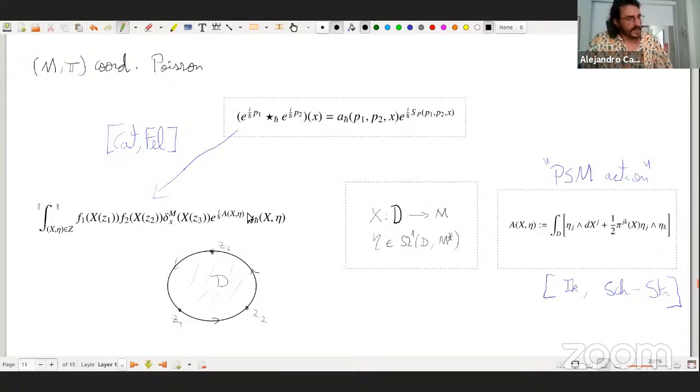Another very important ingredient here in the exponent is the Poisson sigma model action that was discovered by Ikeda and Schaller and Strobel. It has this formula in terms of this. So it's a functional. It takes these maps and gives you a number. So let me hand wave the next step without writing formulas, although they are very simple heuristic manipulations.